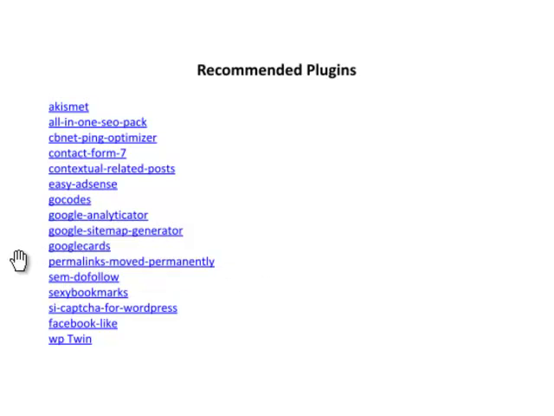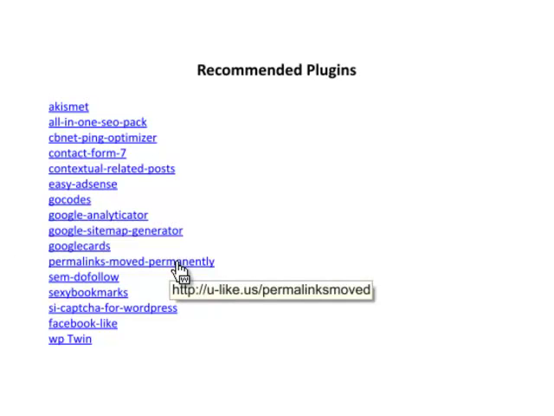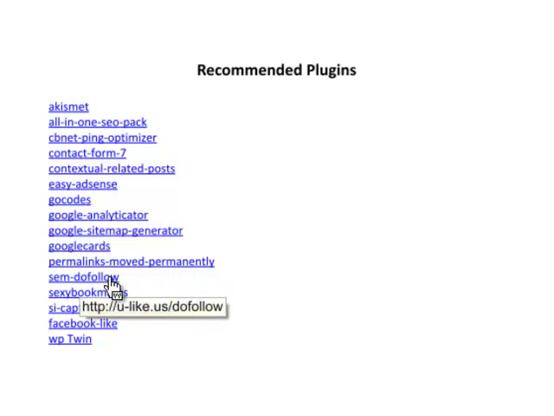Google Cards is new. The jury's still out on this one, but basically it gives you a neat way for people to connect with you on Google, the new Google Plus. Permalinks move permanently. If you ever change your permalink structure, which we'll go over in a little bit, this plugin helps direct those old URLs to the new URLs. The DoFollow plugin: anytime somebody comments on your site, by default WordPress makes those comments nofollow. This strips that out and makes them dofollow, which means that more people will comment on your site.